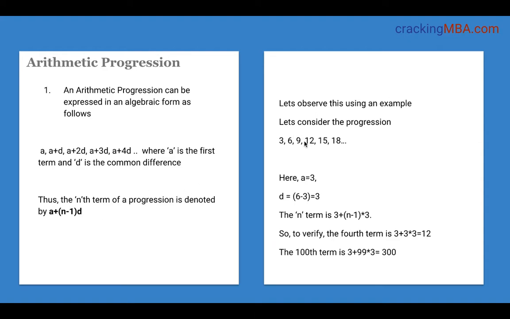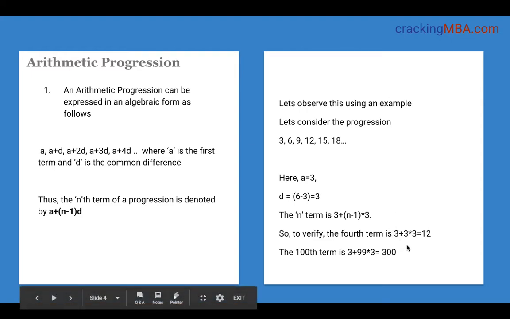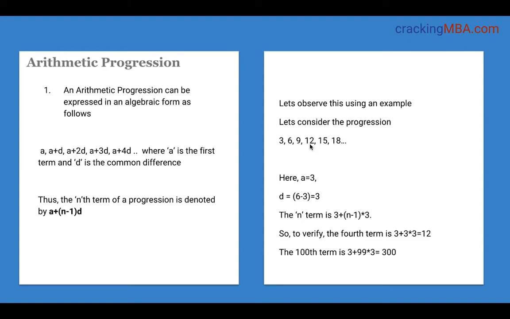Now let us see how this is applied using the progression 3, 6, 9, 12, and so on. Here a is equal to 3, which is the first term. d is the difference between each of these terms, which is 6 minus 3, that is 3. The nth term is a plus n minus 1 into d, which is 3 plus n minus 1 into 3. Let's verify this by calculating the fourth term. The fourth term is 3 plus 4 minus 1 into 3, which is 3 plus 3 into 3, that is 12. So the fourth term in the series is also 12, which is correct. The fourth term is nothing but a plus 3d.